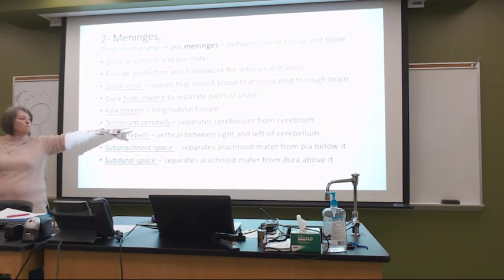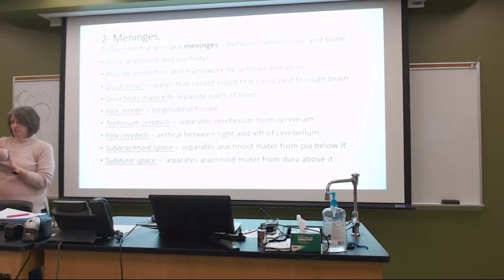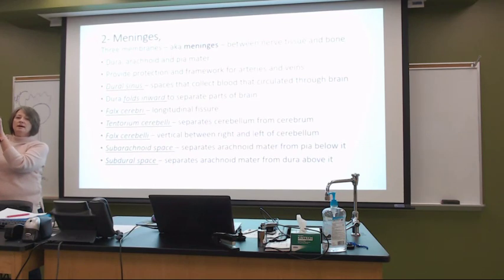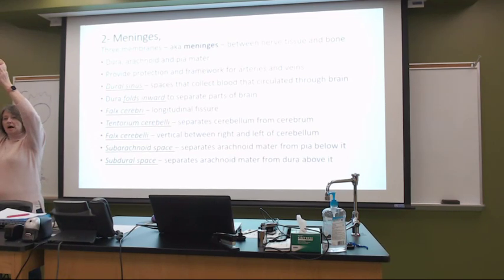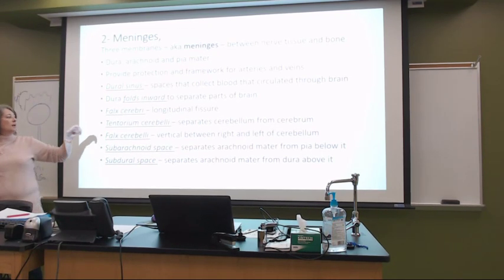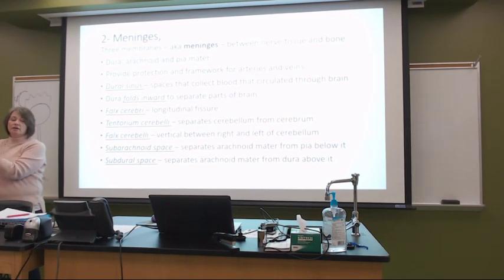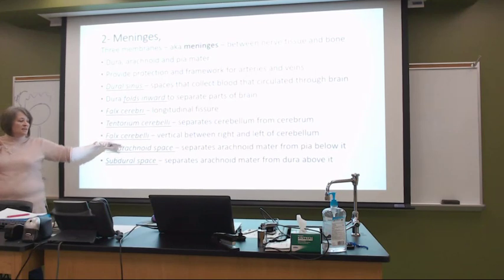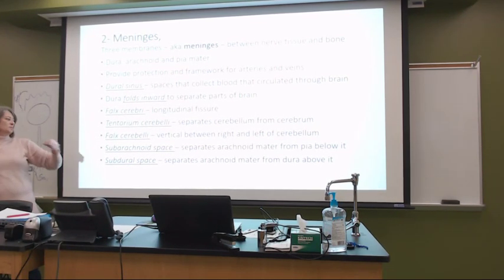Tentorium cerebelli. Which part of the brain are we referring to now? Cerebellum, okay? Cerebelli, cerebellum. Well, if you look at your model, you've got what looks like a separation between the cerebrum and the cerebellum. This is what we call the foldings for that area. The falx cerebelli would be what folds in between the two halves.